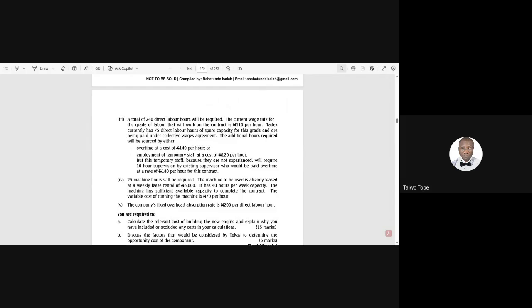So the machine to be used is already leased at a weekly lease rental. You've already leased it. It's a sunk cost. Now the company's fixed overhead absorption rate is 200 naira per direct labor hour. What is the interpretation of this? Is this a relevant cost? It's not, sir. It's an irrelevant fixed element. Yes, it is not relevant.